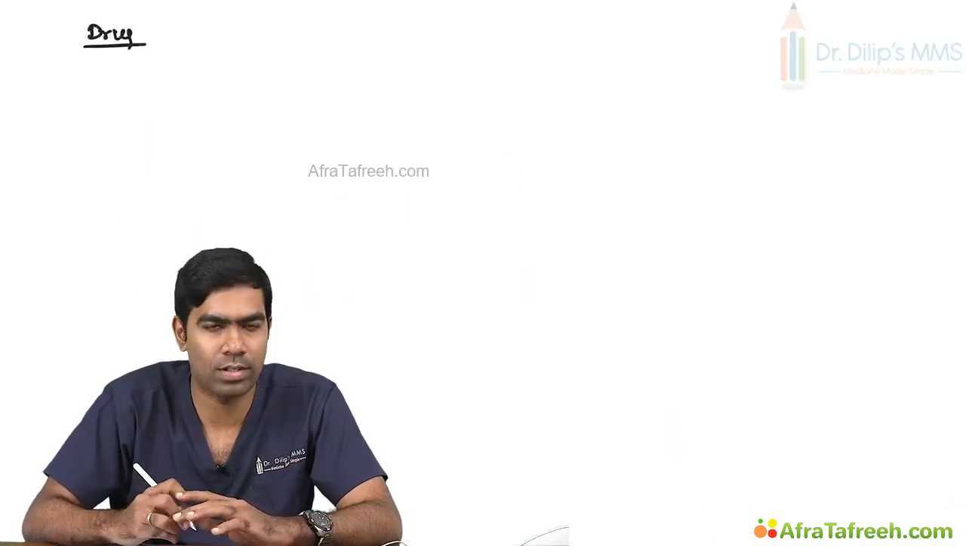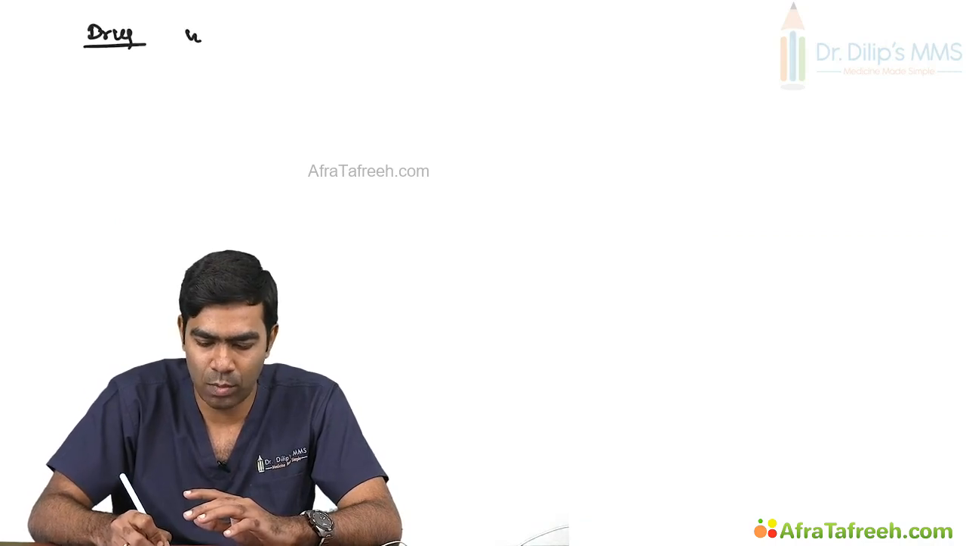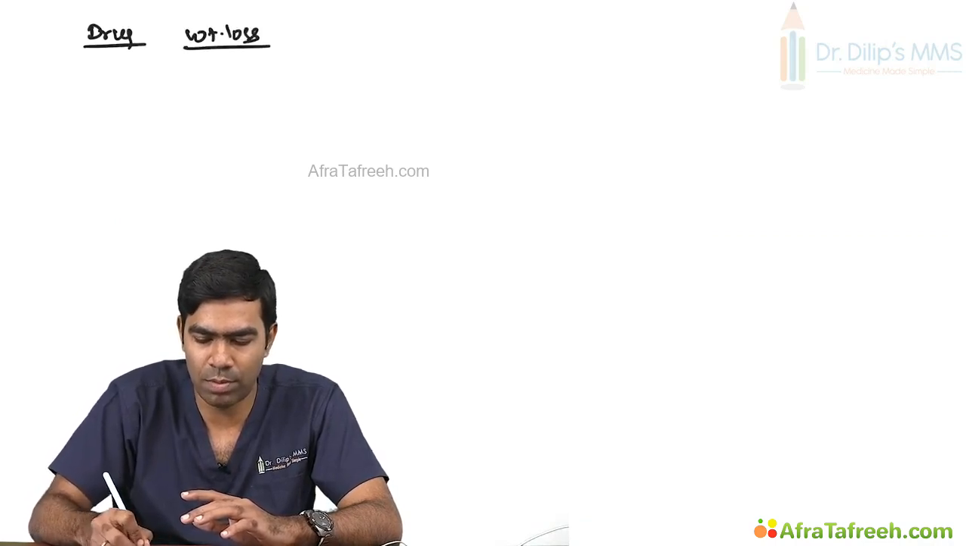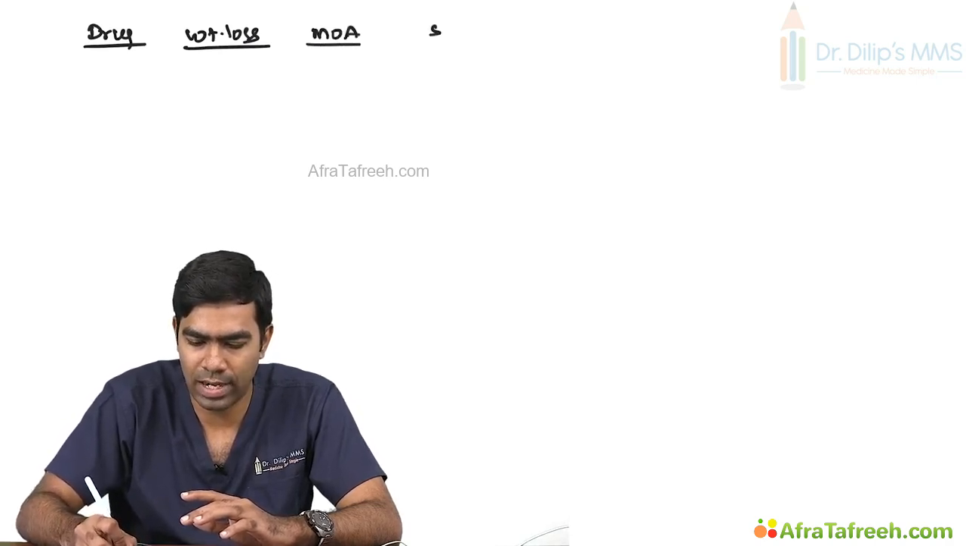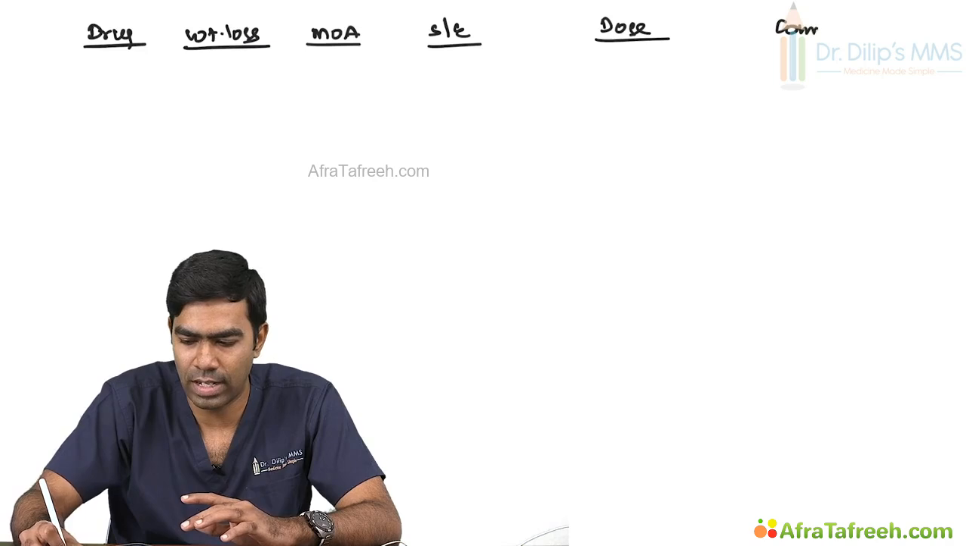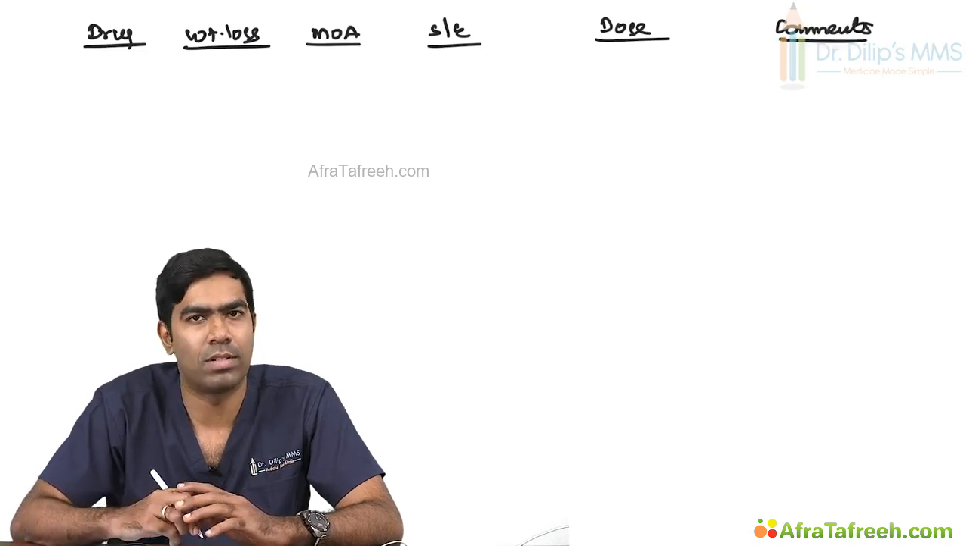So let us put together a small table of certain drugs that are approved by the FDA, what proportion of weight loss they produce, what the mechanism of action of these drugs is, what the side effects are, and what the dosage is, and finally let us finish off with certain comments.